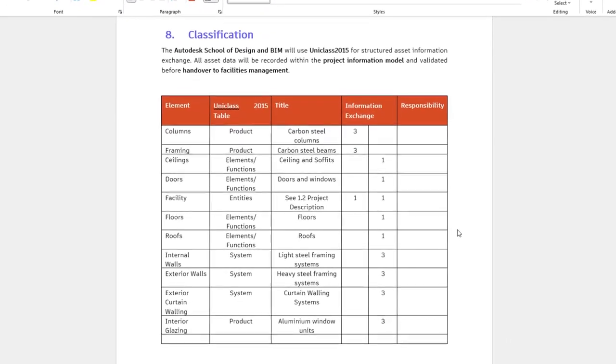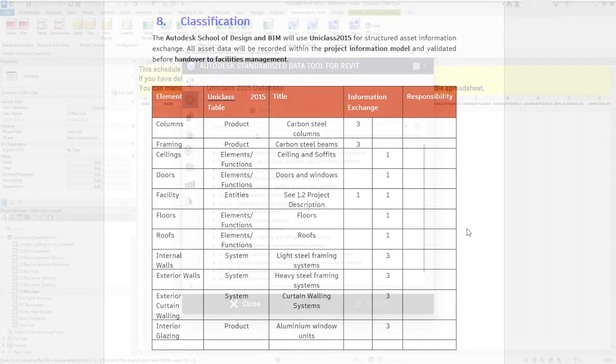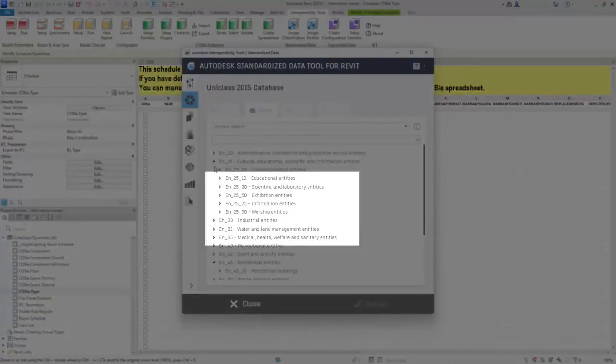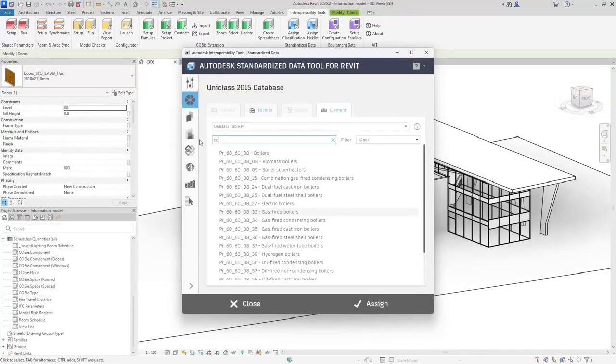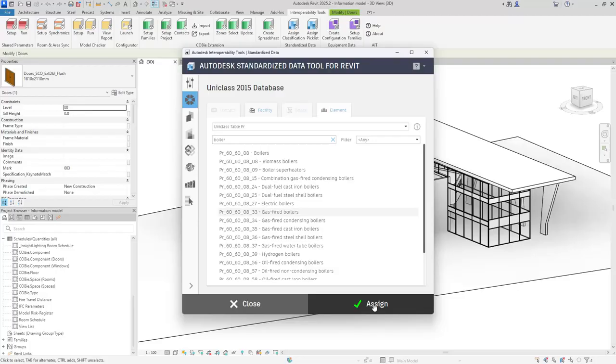The entities table describes the entire house model, and it also defines the use of the building, such as a residential building or an education building. The elements table describes the model elements: walls, floors, roofs, and so on. And this code is what tells the facilities management system the element is a boiler or other element. The products table describes products that you can purchase, like clay bricks, copper pipes, window hinges, and even gas-fired boilers.